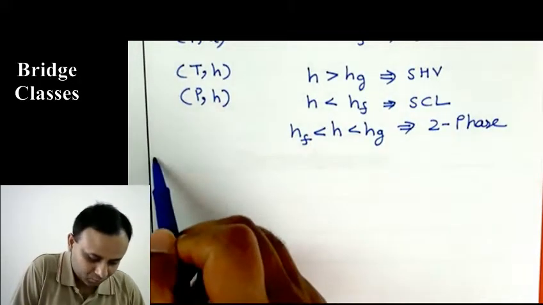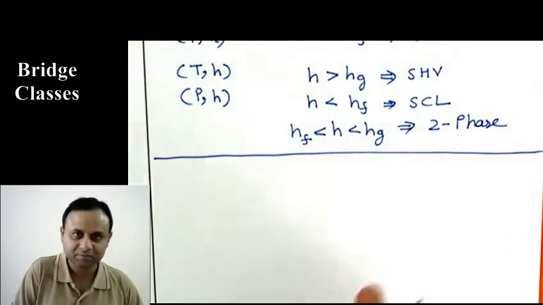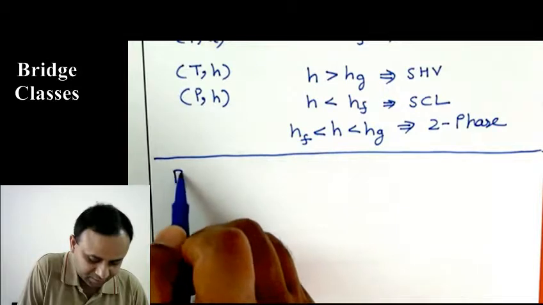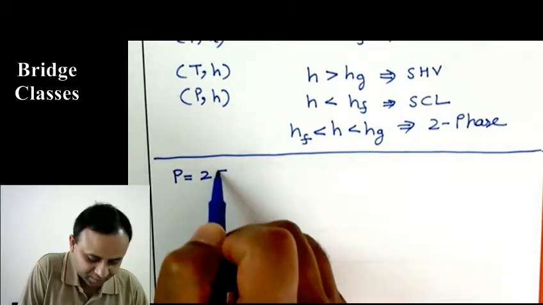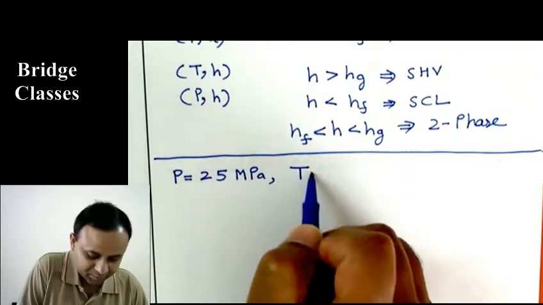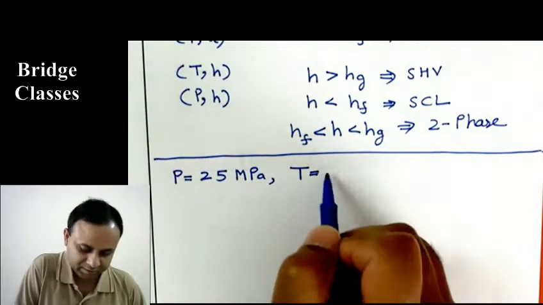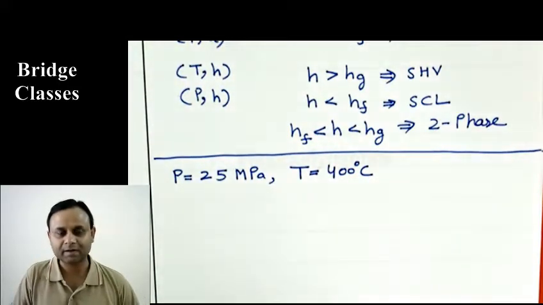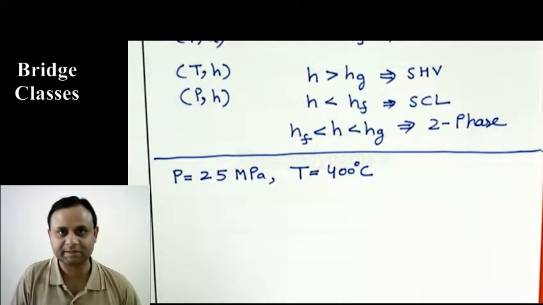Now, along with that, sometimes we may have a situation. Let me give you an example. Let us say it is given that pressure is 25 megapascal and temperature is let us say 400 degrees C, and we have to determine the state.